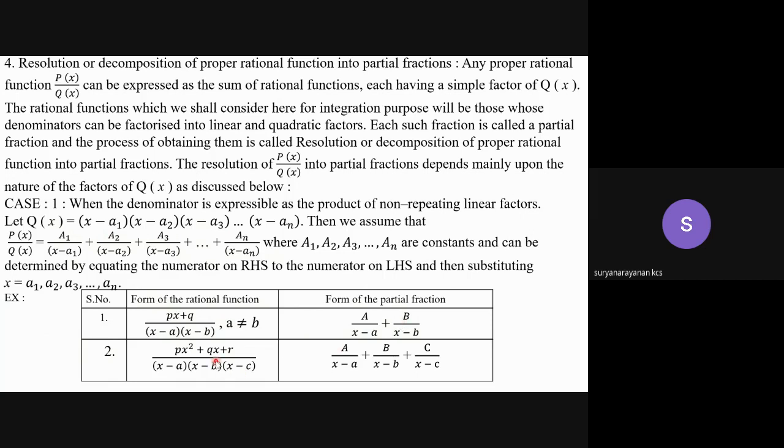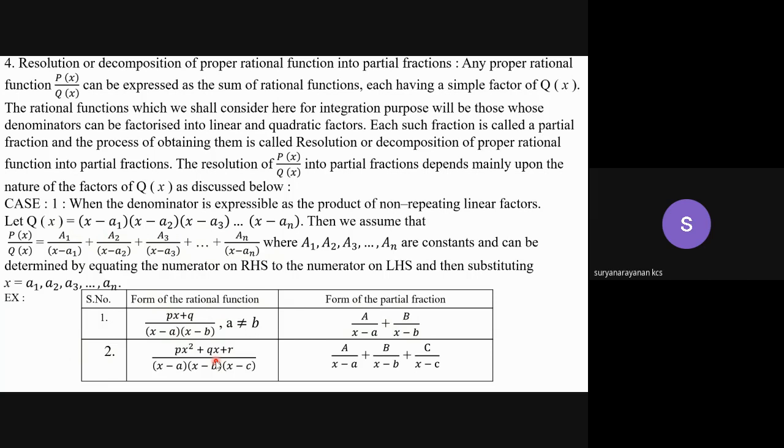Come to the second example. px square plus qx plus r by x minus a into x minus b into x minus c. Is it a proper rational function? Yes, sir. Why is it a proper rational function? The degree of the numerator is less than the degree of the denominator. What is the degree of the numerator? 2. What is the degree of the denominator? 3.